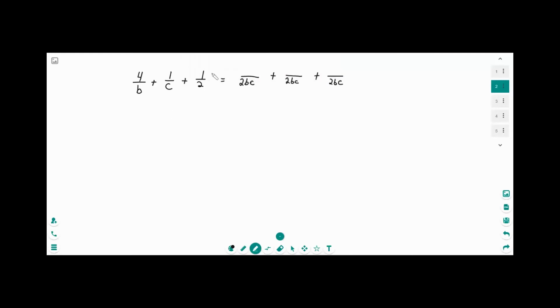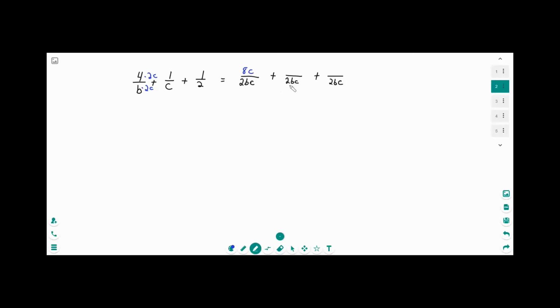Now we need to figure out what the numerators are going to be. So let's figure out what we used to get this common denominator. So the b was multiplied by what? The b would have had to have been multiplied by a 2 and a c. So this would have had to have been multiplied by 2c to get to this 2bc here. So that's what we need to multiply the numerator by. So 4 times 2c, well, that's going to be 8c, right?